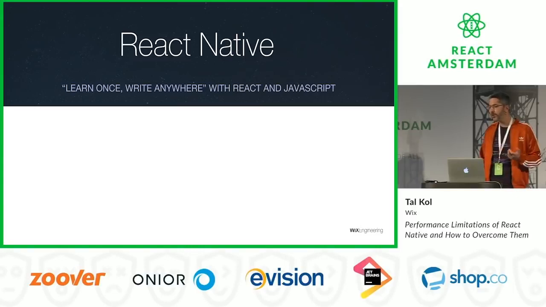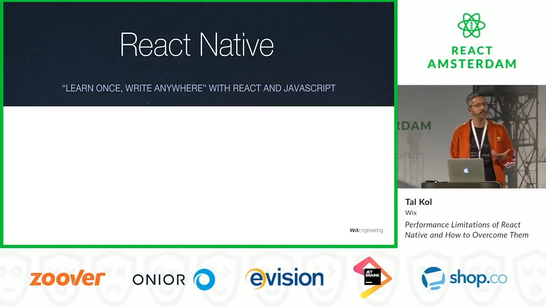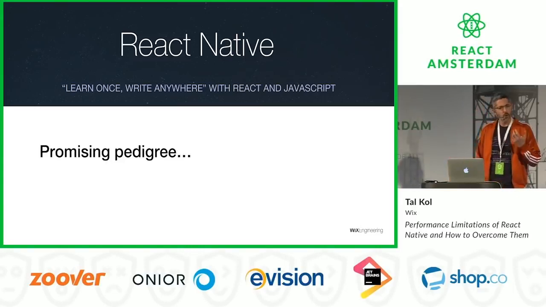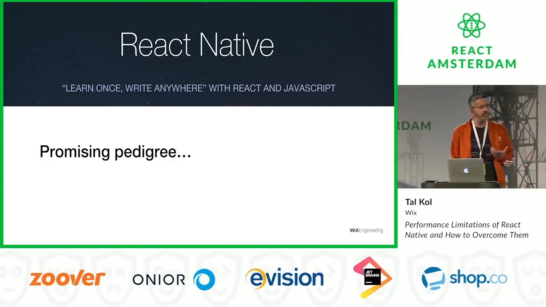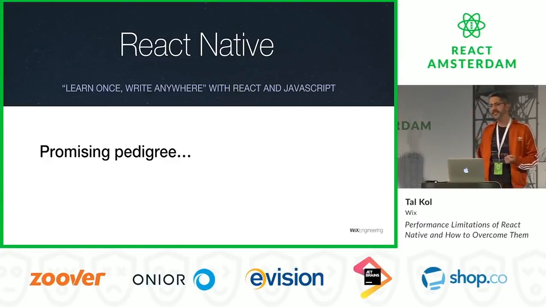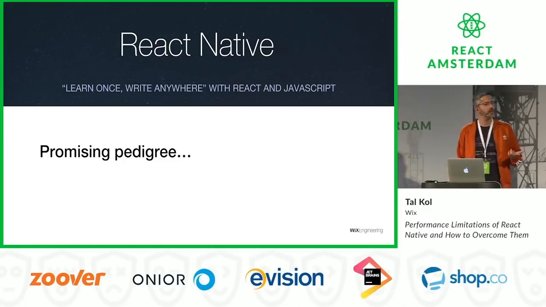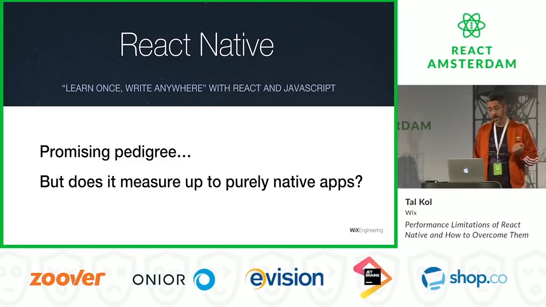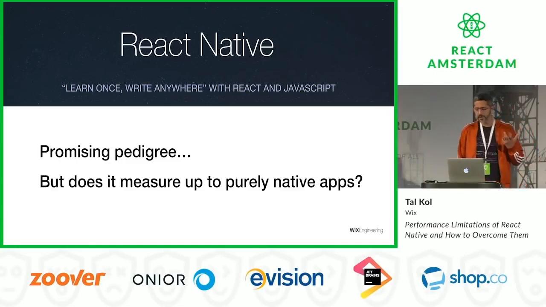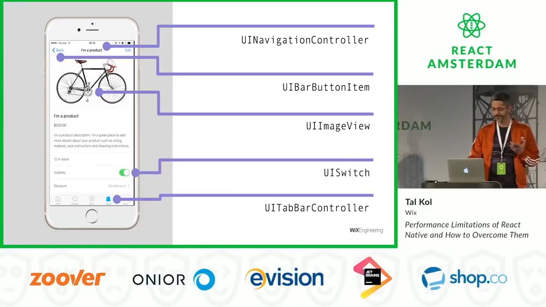Learn once, write anywhere with React and JavaScript. Lots of productivity coming from that space. So the pedigree is promising. It's coming from Facebook. And Facebook, since 2012, is a mobile-first company. Most of the revenue that Facebook makes is actually from mobile today. So this is interesting. But the question still remains, does it measure up to purely native apps?